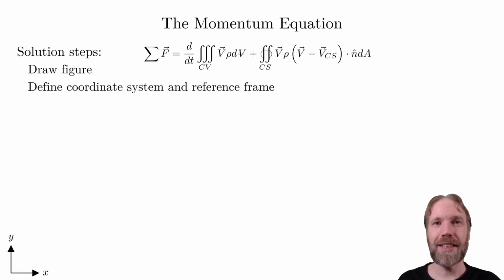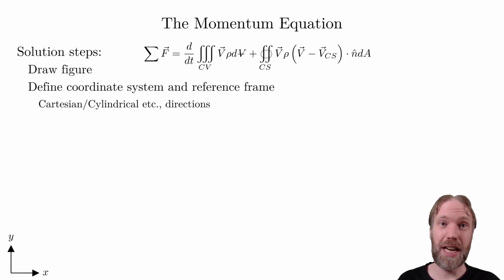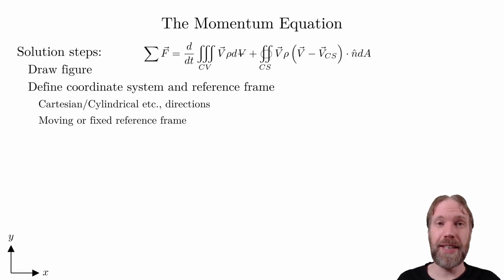Second, define the coordinate system that you are going to use. The first choice about the coordinate system is which type, such as Cartesian or cylindrical. We also need to define the directions of our base vectors. We can choose either a moving or a fixed reference frame. Moving reference frames are mainly interesting for moving objects.